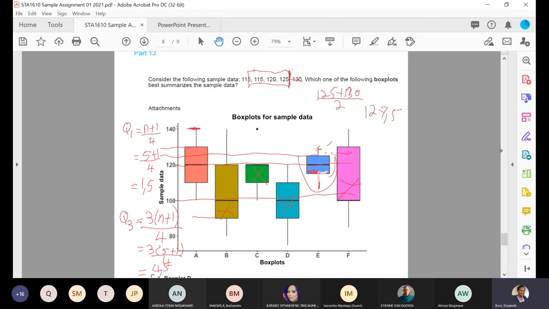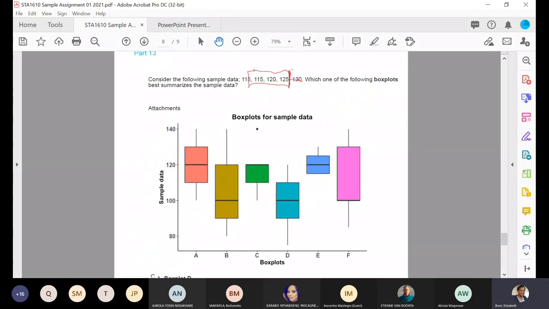If you look at E, let me remove all these things. If you look at E, it says Q1 is 115. So if I go there, that is 115, that's my Q1. And we could calculate the median, because the median will be the middle value, which is 5 plus 1 divided by 2, which is 3, position 3. Position 3 is 120, and that is on 120.